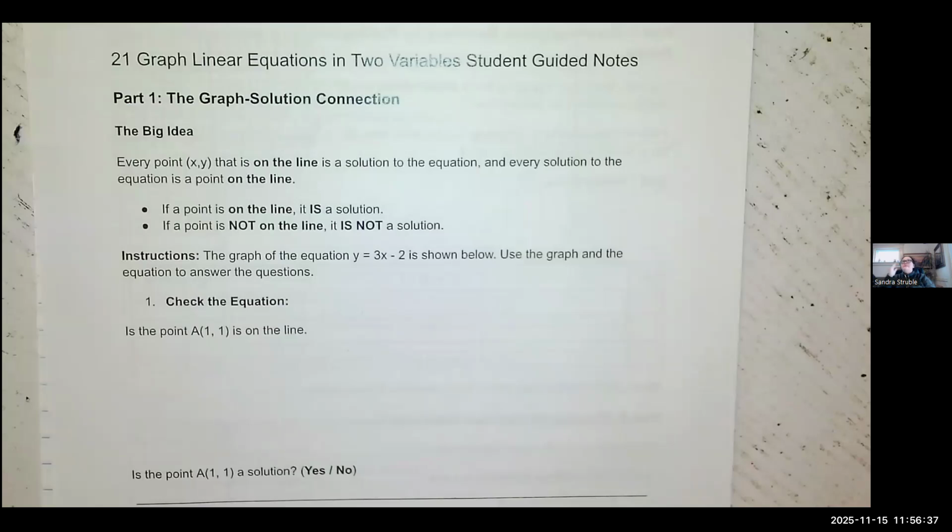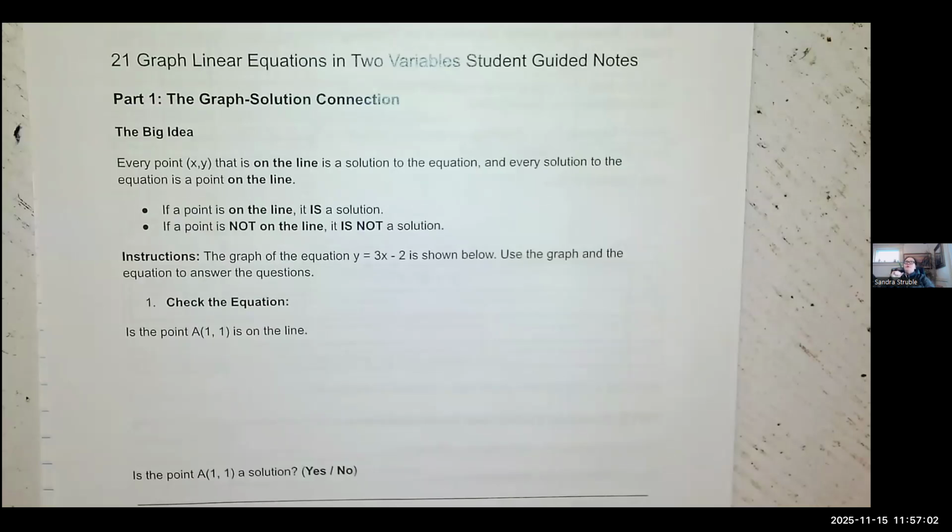And every point, x, y, because remember, every point is referred to as an ordered pair, x, y, that is on the line is a solution to the equation, and every solution to the equation is a point on the line. So if a point is on the line, it is a solution, and if a point is not on the line, it is not a solution.